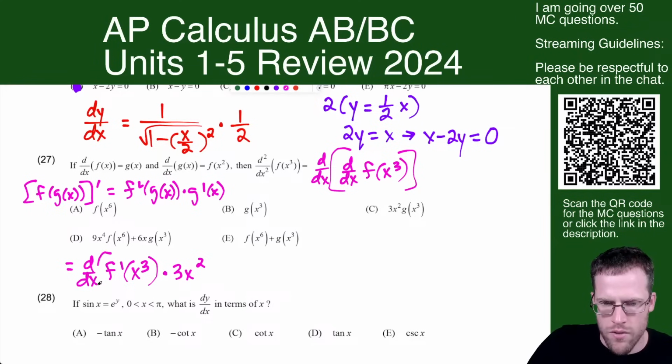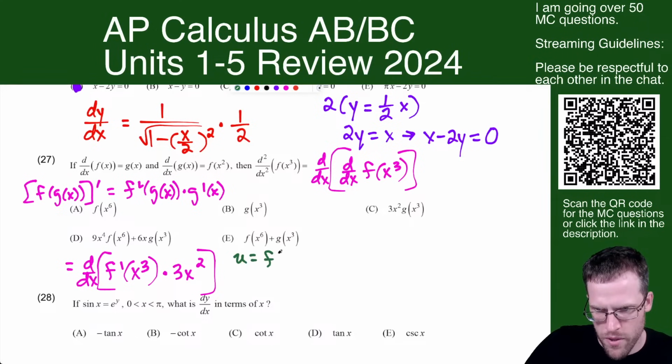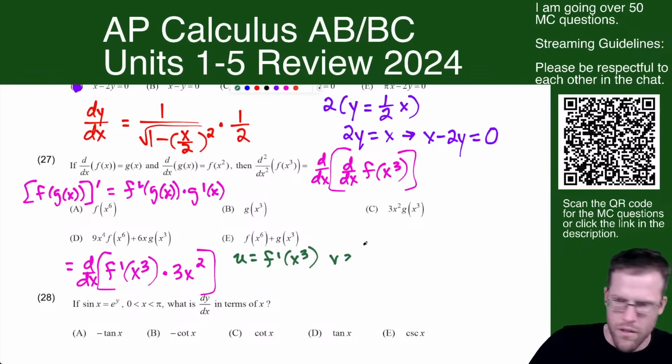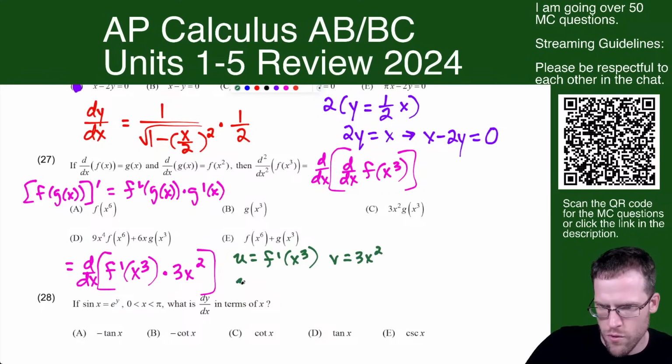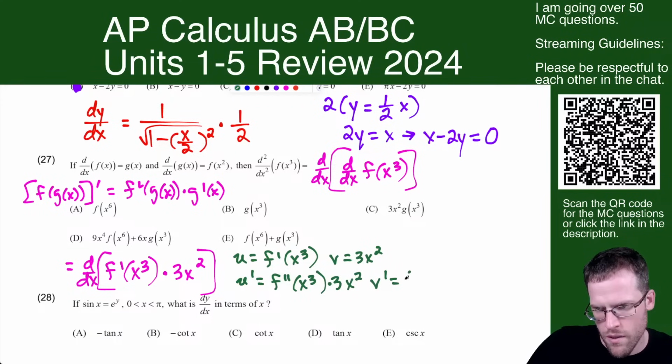So now I've got to derive this. So I will use the product rule. I'll say u is f prime of x cubed, and v is 3x squared. Okay, so this is 3x squared. And then u prime is, by chain rule, f double prime of x to the third times 3x squared. And then v prime would be 6 times x.